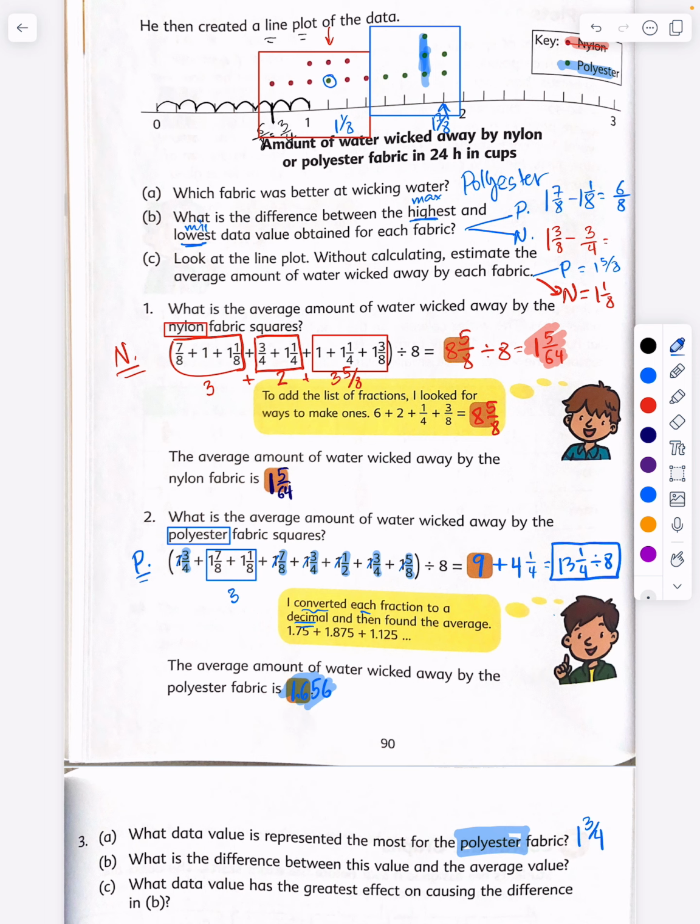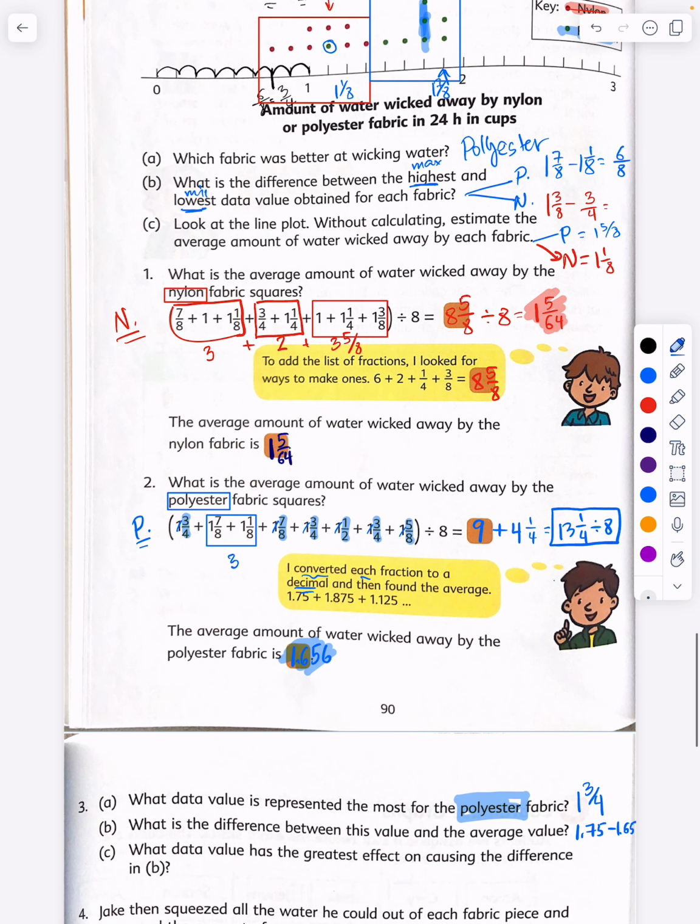What is the difference between this, the most frequent, and the average? Well, 1 3/4 minus 1 and 5/8. The difference is very little, right? We would calculate 1.75, which is 1 3/4, minus 1.65, right? Frankly, the difference is less than 1/10 of a point, which is very little.